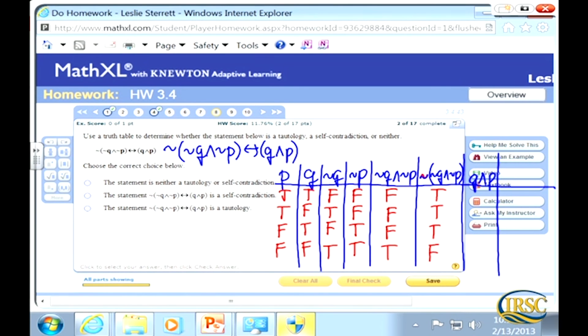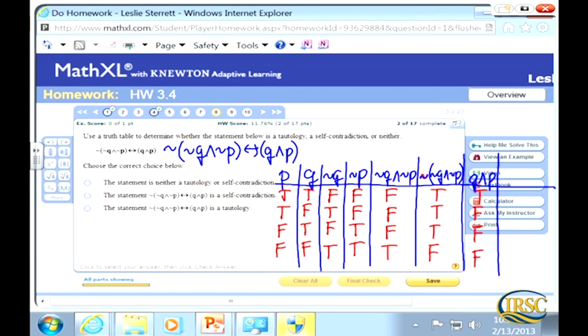It's an and statement, so it's only true when they're both true. So the first row is true. Second row, third row, fourth row are all false. So true, false, false, false.